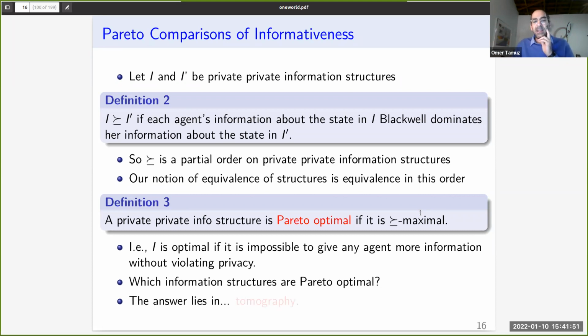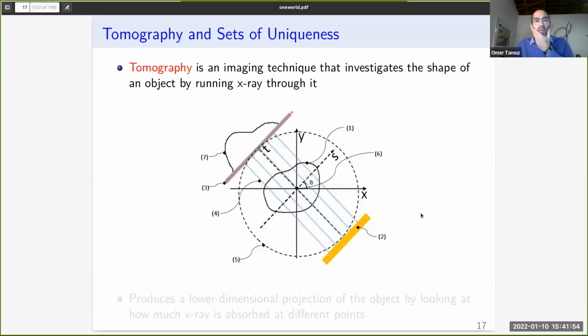The answer lies in tomography. So let me explain. What is tomography? It's a medical imaging technique. You take a potato, and you shine a light through it. This yellow thing shines a light in this direction, and here we have a CCD, like a camera, and it registers how much light went through the potato along this axis. You see over here, there's a lot of light that went through because the potato absorbed some of the light. So you can figure out at each point how much potato is above that point by seeing how much light came through. Like an x-ray.